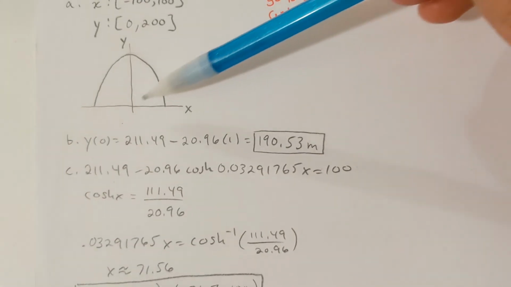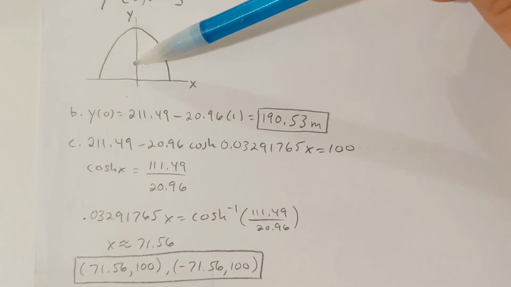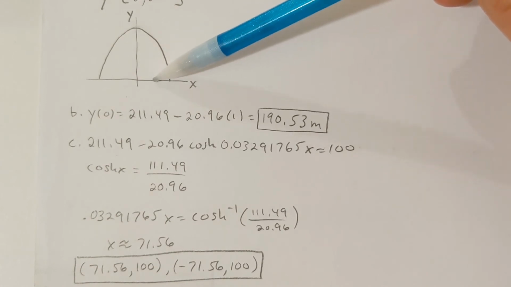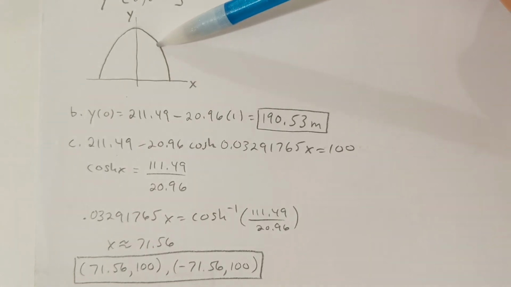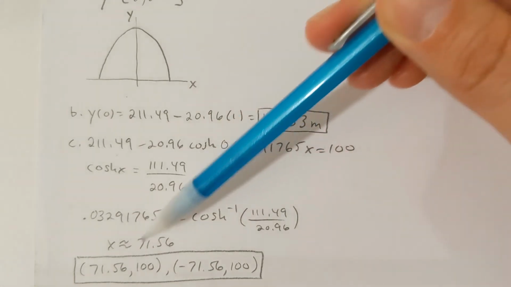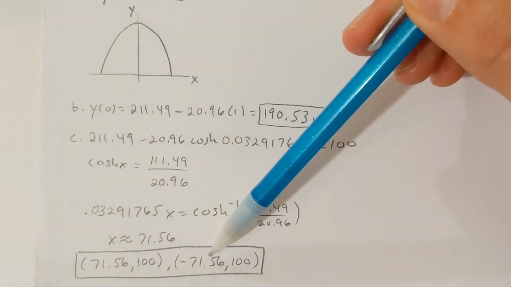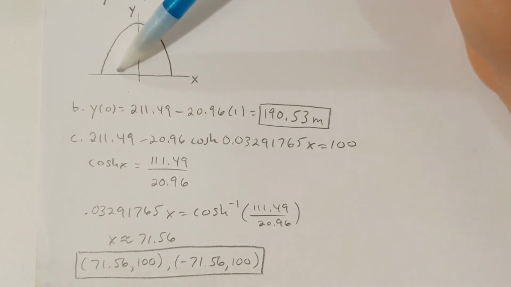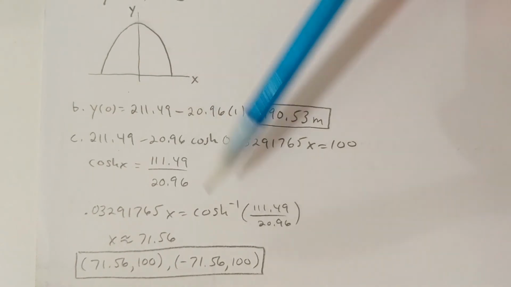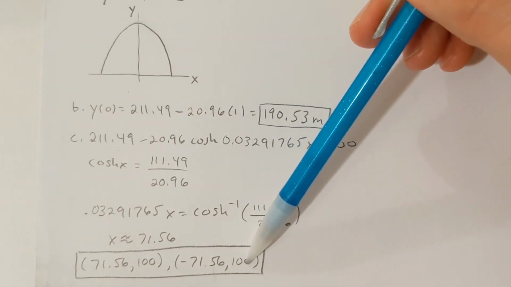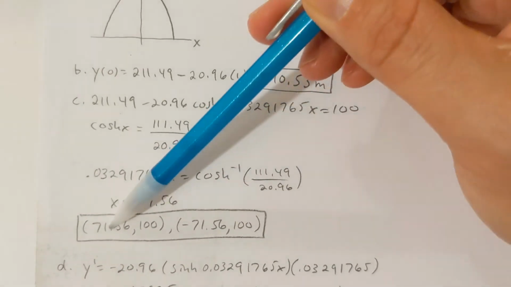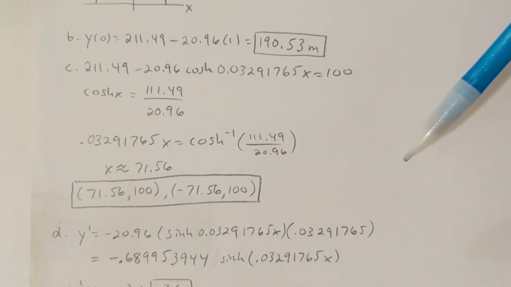If x is roughly 71.56 meters away from the center, and then you come up to the arch, you're going to be at a height of 100 meters. Also, by the symmetry of the arch here, if you go 71.56 meters to the left of the center, you're also going to be at a height of 100 meters. So I'd want to state these 2 points as my answer.